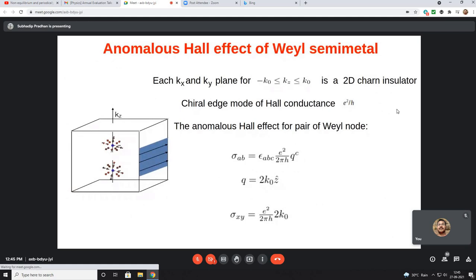Now, the anomalous Hall effect of Weyl semimetals. As I told before, let's say I have a Weyl node at plus K0 along the kz direction and minus K0 along the kz direction.